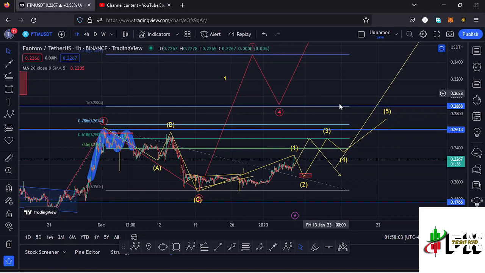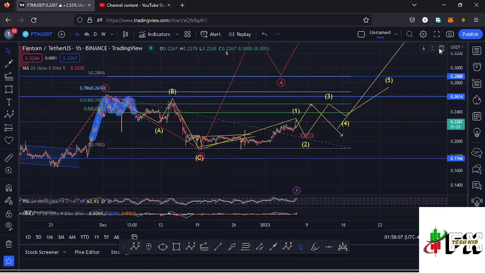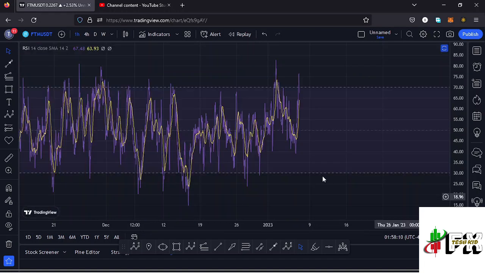So those are my short-term and the long-term scenarios that I'm expecting to play out here on the Fantom chart. And also taking a look at the indicators here on the RSI, we are trading at around the 68 mark, meaning we have massive room for us to support any movements to the lower side in the formation of that second wave to the lower side.